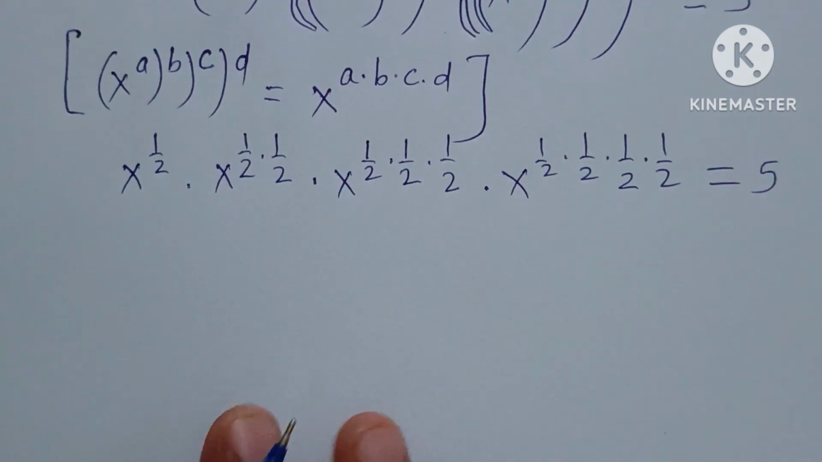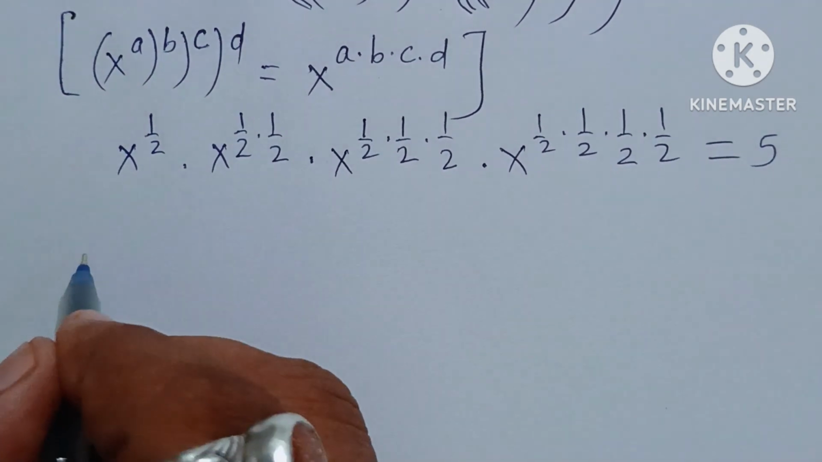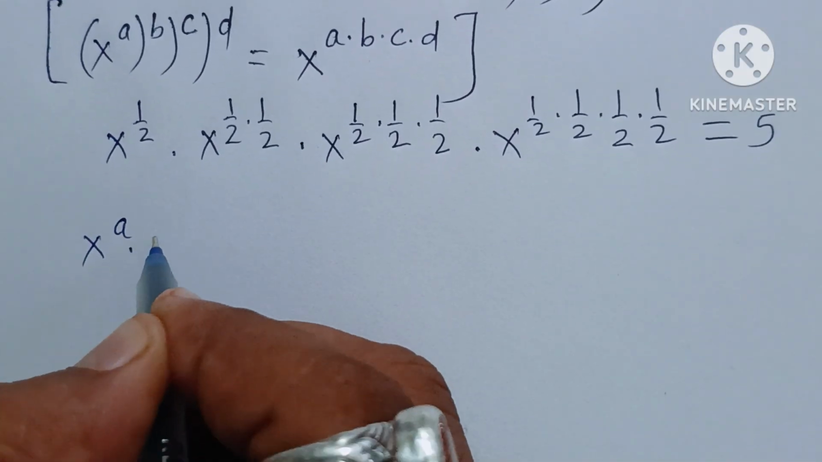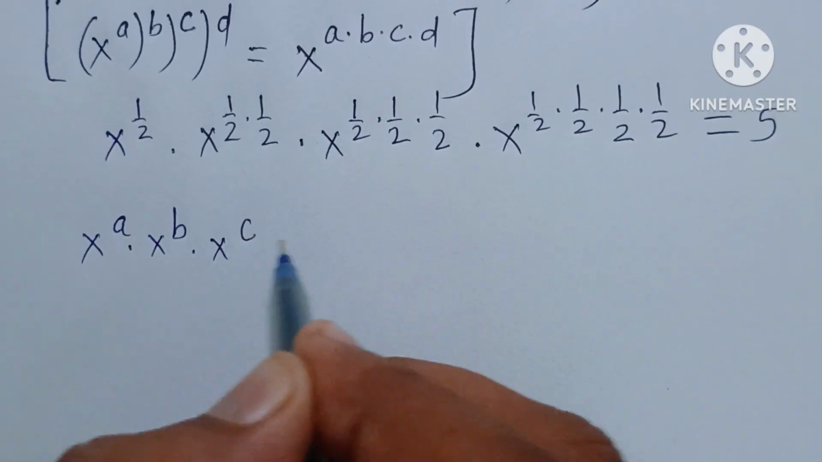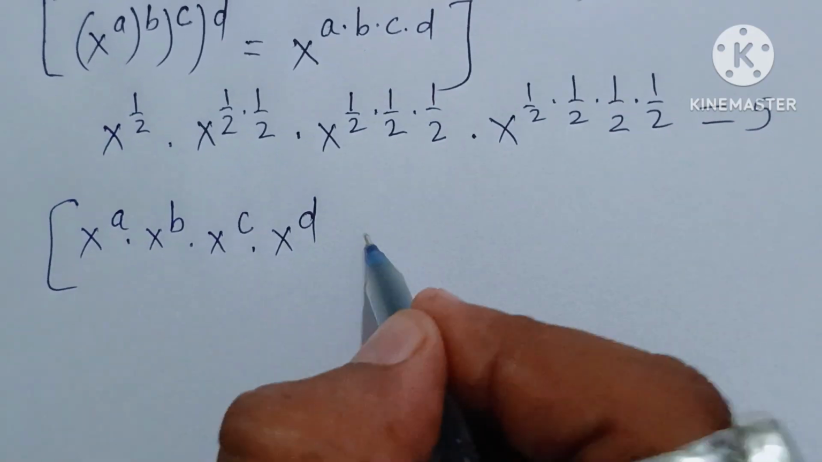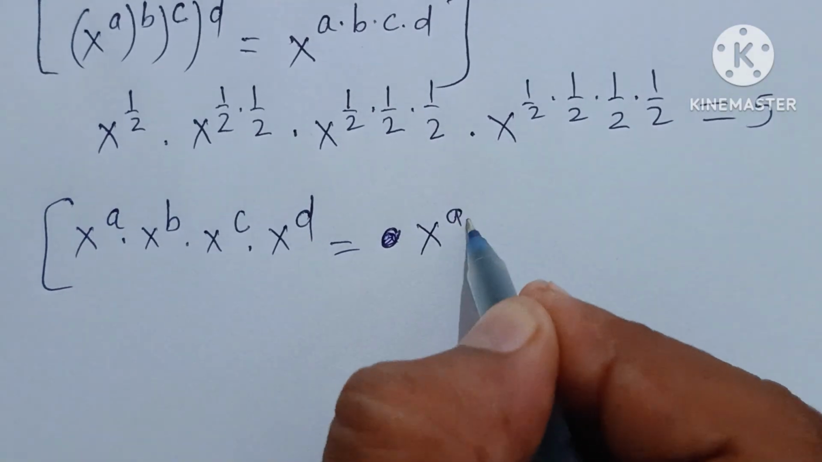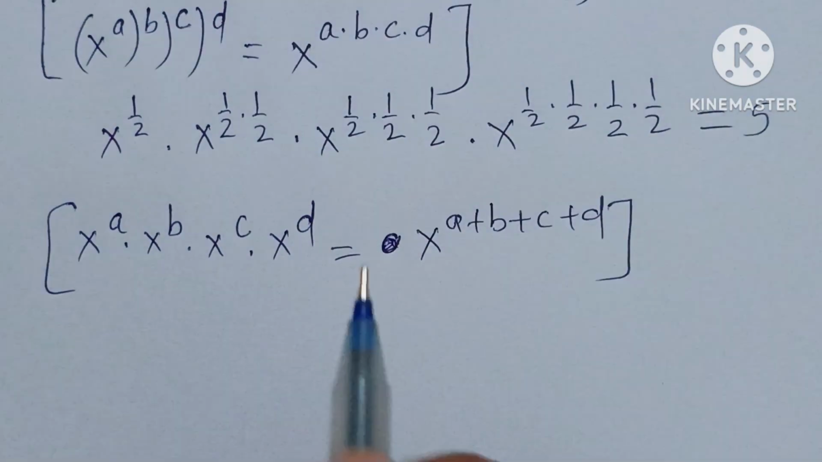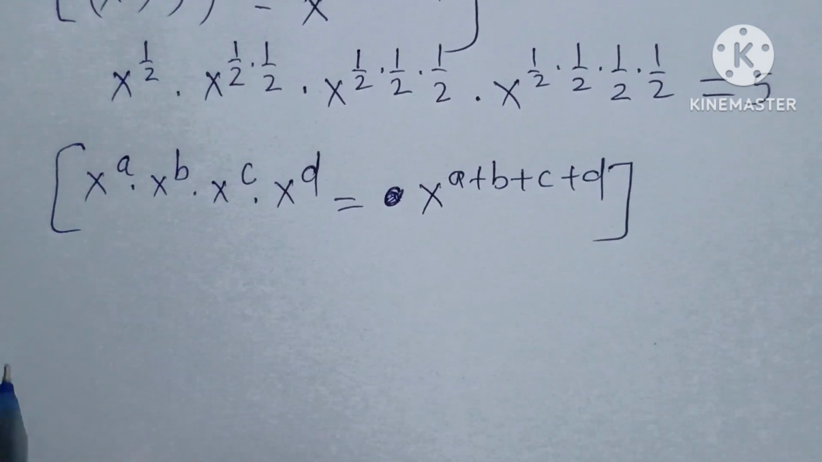Okay, so for this we can write x raised to power a into x raised to power b into x raised to power c into x raised to power d is equal to, we can write x raised to power a plus b plus c plus d. Okay. So then we write this.